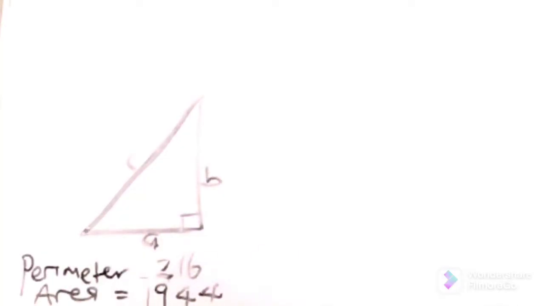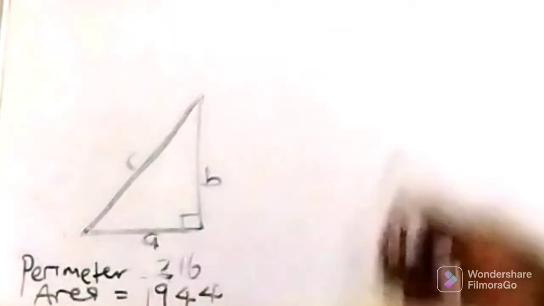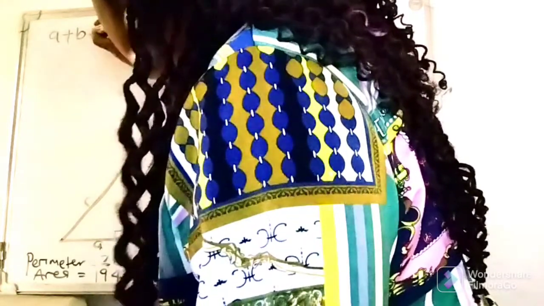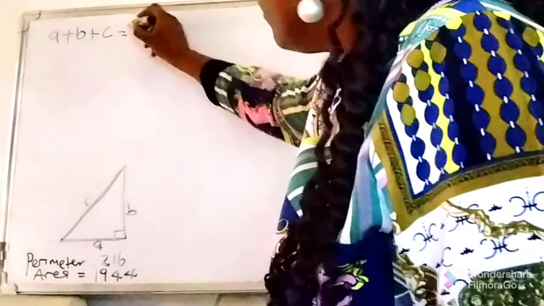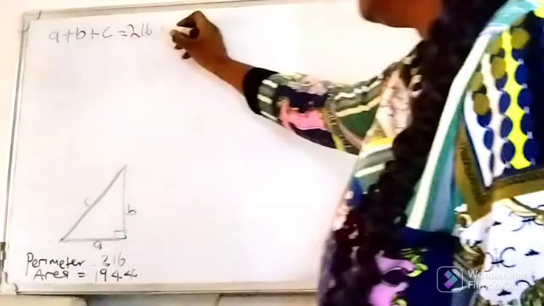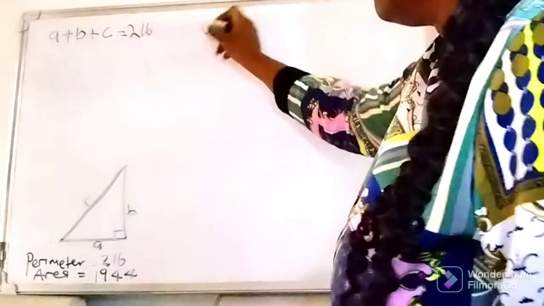So first of all, with what we're given, we have the perimeter. Perimeter is the distance around the shape. Okay, so the distance will be A plus B plus C. So we'll write A plus B plus C equal to, we're given 216. So we're going to call this our equation 1.